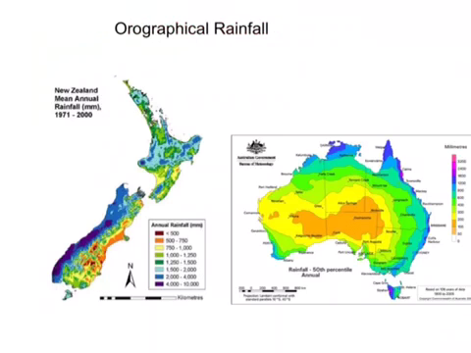Let's start with orographical rainfall. Orographical rainfall is when the warm air goes up a mountain and starts to cool down. As it cools down, it starts to condense and rain.